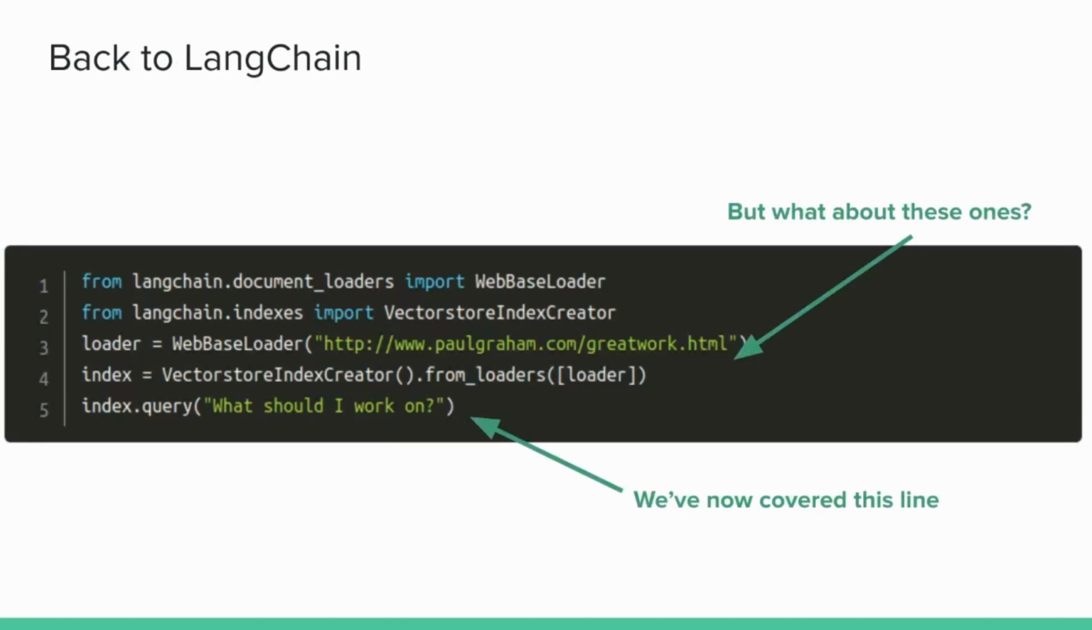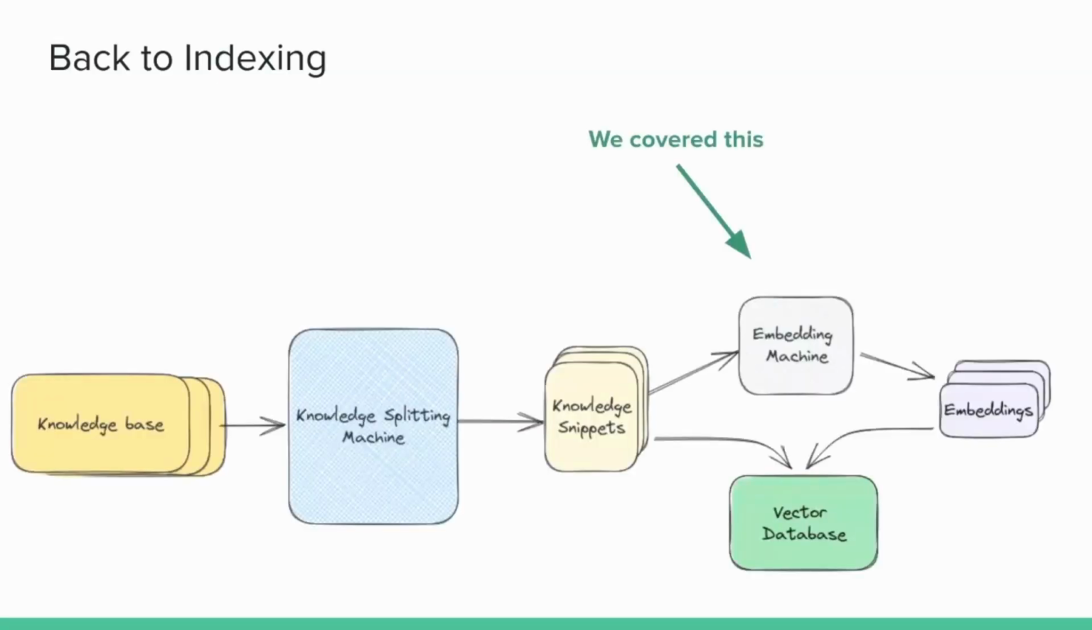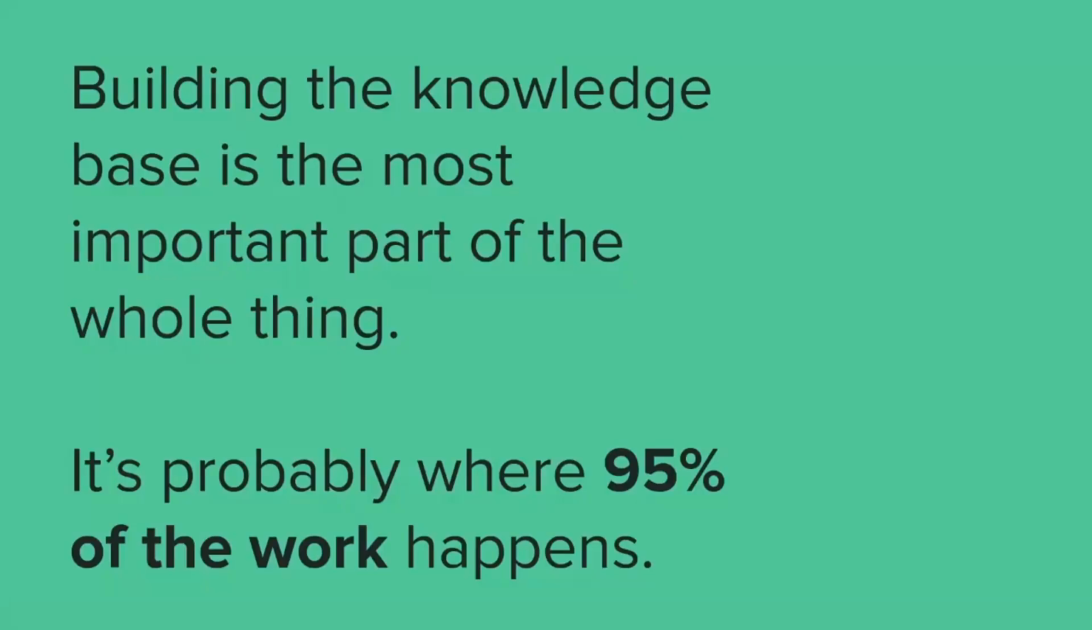What we haven't done is talk about these lines of code. We made the assumption that we had this knowledge split thing that created our embeddings in our graph, but we didn't really talk about how that works. So now we're going to talk about building the knowledge base. Back to indexing, we covered this half. So we know what to do once we've got our knowledge split up and how to save that. But we didn't really say anything about how you go from a knowledge base to a bunch of snippets of text that you can use for your apps.